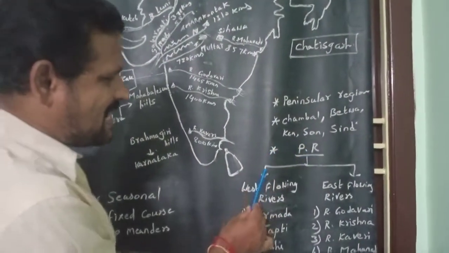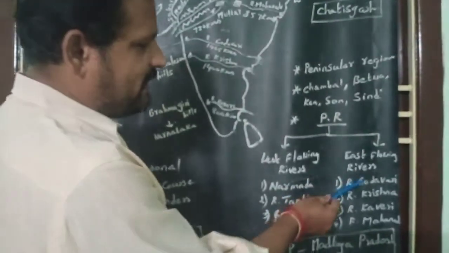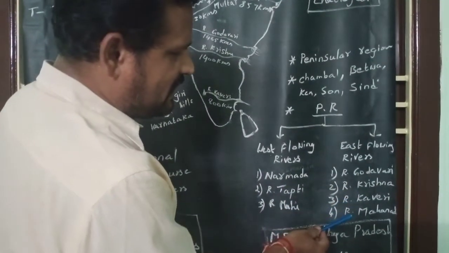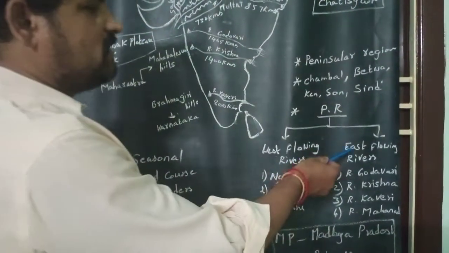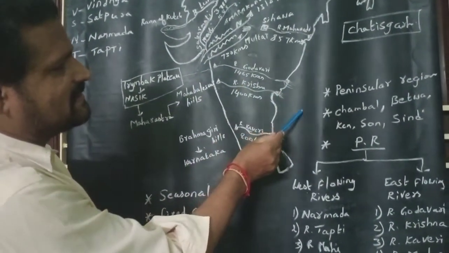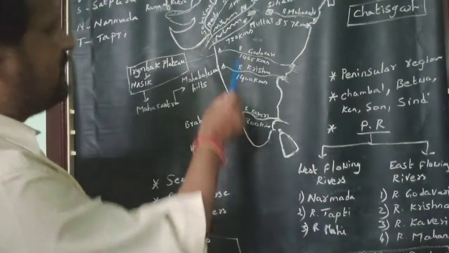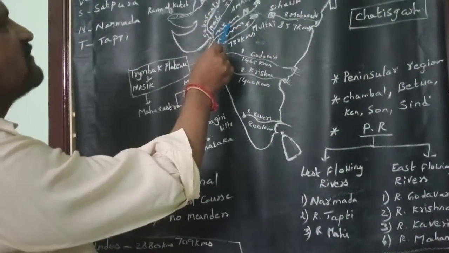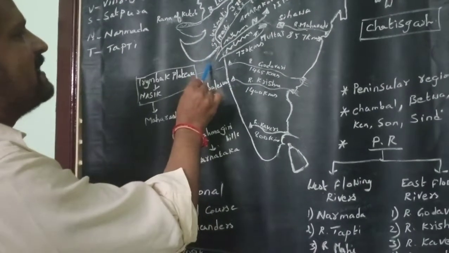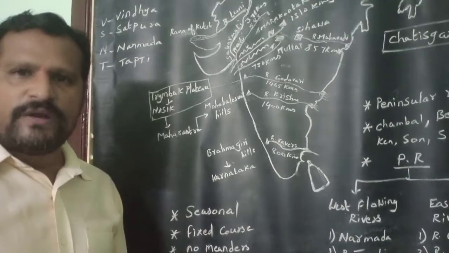Peninsular rivers are classified into two types: east flowing rivers and west flowing rivers. River Godavari, River Krishna, River Kaveri, and River Mahanadi are called east flowing rivers. Why? Because they flow towards the east and discharge at the Bay of Bengal. River Narmada, Tapati, and Mahi are called west flowing rivers; they discharge into the Arabian Sea. Let me discuss the peninsular rivers one by one.